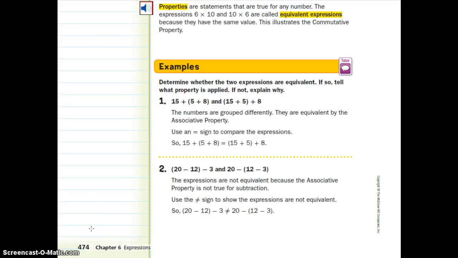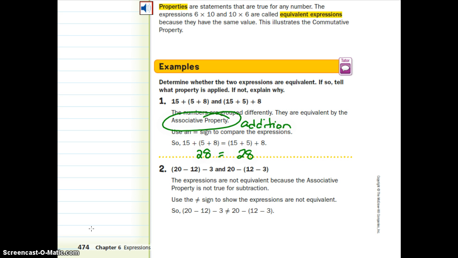Okay, so now we need to determine whether the 2 expressions are equivalent, and if so, what is the property that applies, and if not, why? Okay, so in the first one, I see parentheses, so I know that it's the associative property of addition. And I know the associative property of addition works every time. And if I evaluate them, I have 15 plus, in parentheses, 5 plus 8. 5 plus 8 is 13. 15 and 13 is 28.